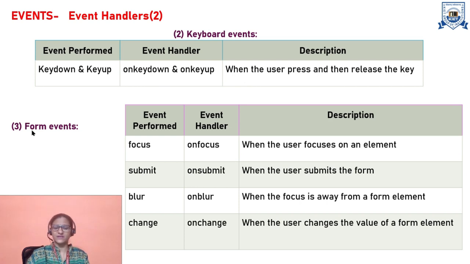Then form events. On the form, onfocus means when the user focuses on any element. Onsubmit, when the user submits the form. Onblur, blur means when the focus is moved away from the form element. Onchange, when the user changes the value of a form element. So these are the events and event handlers associated with the form.